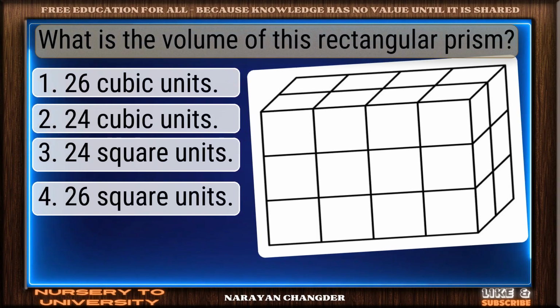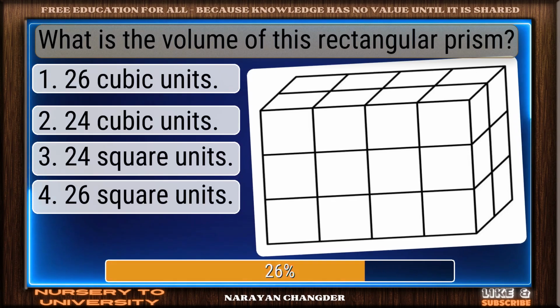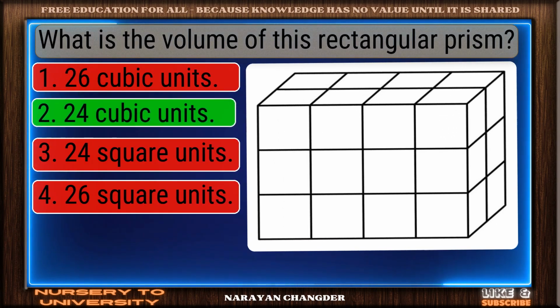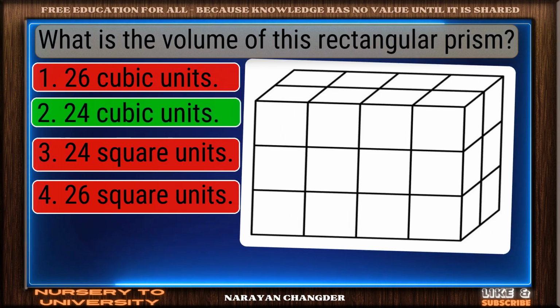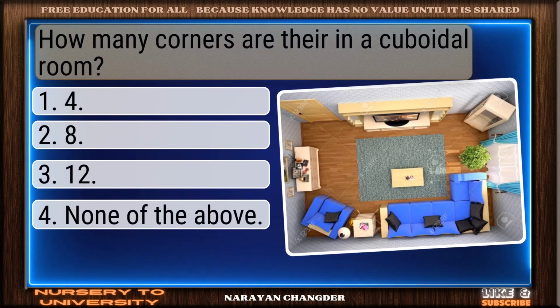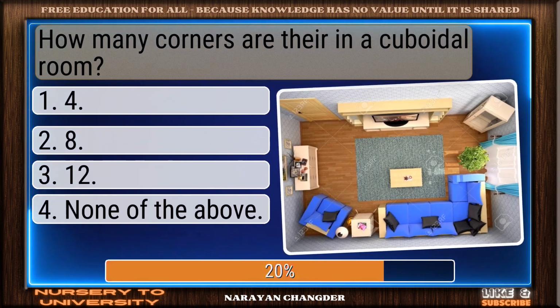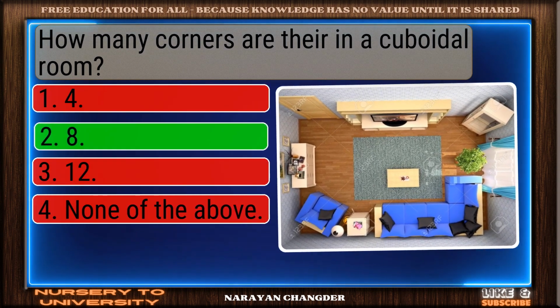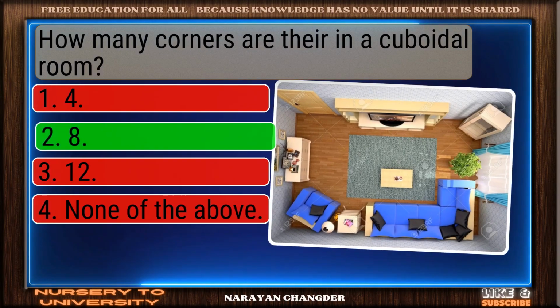What is the volume of this rectangular prism? Nice selection. 24 cubic units is the correct and valid answer. How many corners are there in a cuboidal room? Well reasoned. 8 is the correct choice.